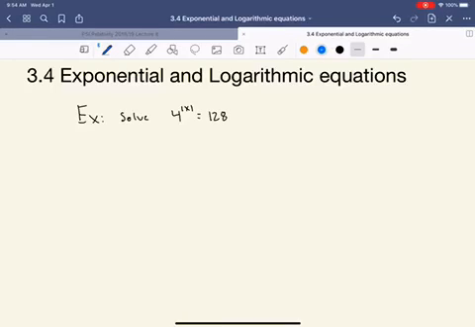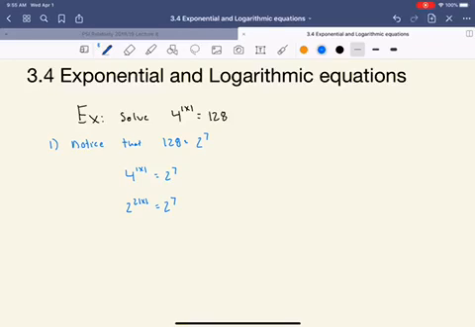Now, there's two ways to solve this that I can think of off the top of my head. First way is to notice that 128 equals 2 to the 7th. You may or may not notice that. If you do, that's good. So then you have 4 to the absolute value of x equals 2 to the 7th. And 4 is 2 squared, so you can write that as 2 to the 2 times absolute value of x equals 2 to the 7th.